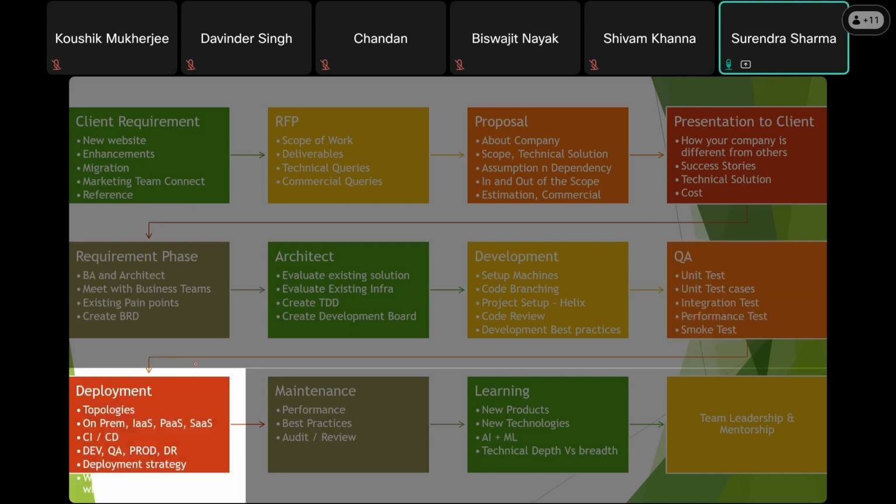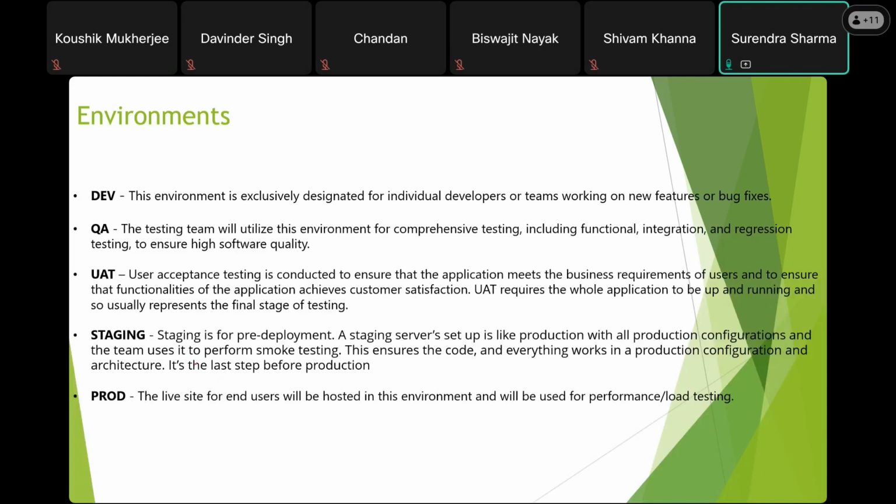Then we have the deployment. On the deployment side, again, the architect role comes into the picture. As an architect, we have to specify what the different environments are that we have to set up. So maybe we need to create a development environment, QA environment, UAT, staging, production, disaster recovery. All of it is according to the client's needs and their budget.